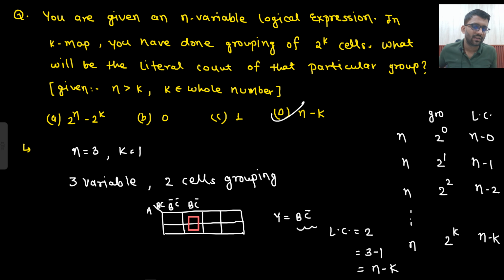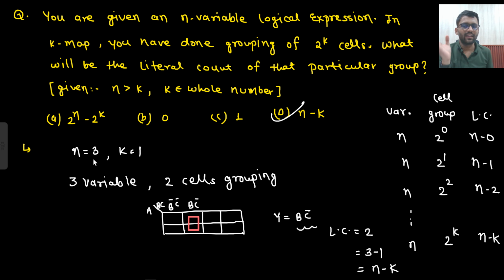This is cell grouping, and this is the variable. Variables are there. Cell grouping is of 1, 2, 4. In that manner, if we are going, the literal count would be n minus k. So this you don't need to remember. We just took an example and then we solved it, right? So in any number of variables, these kinds of questions can come. I hope you have understood the problem.